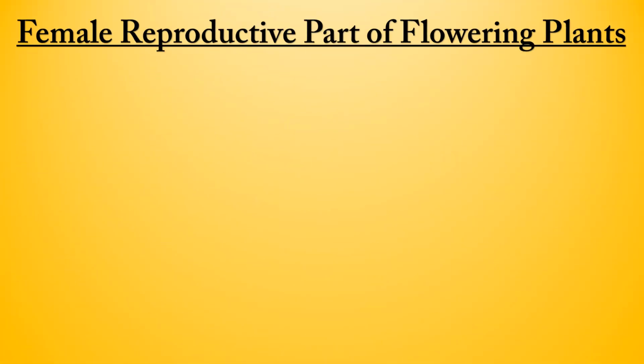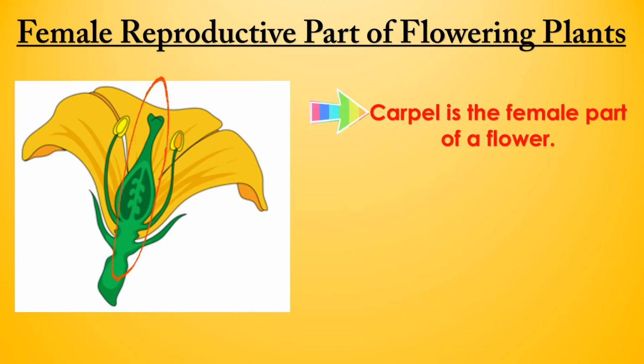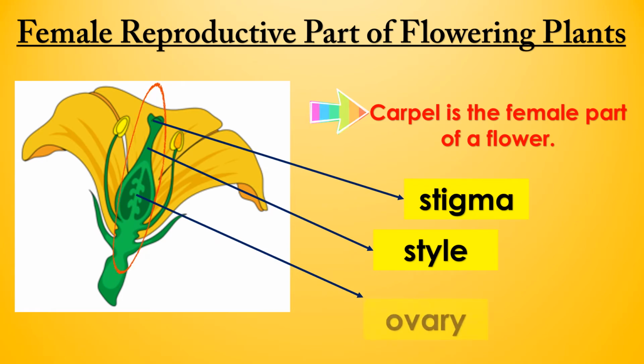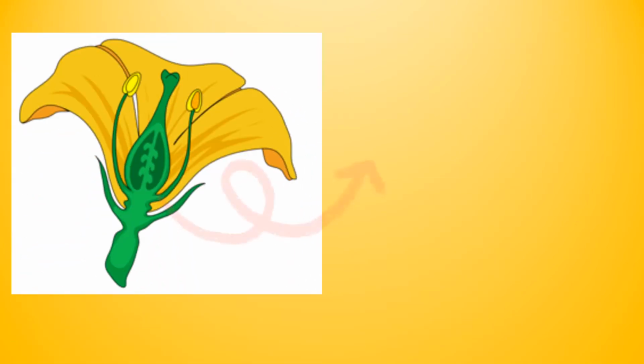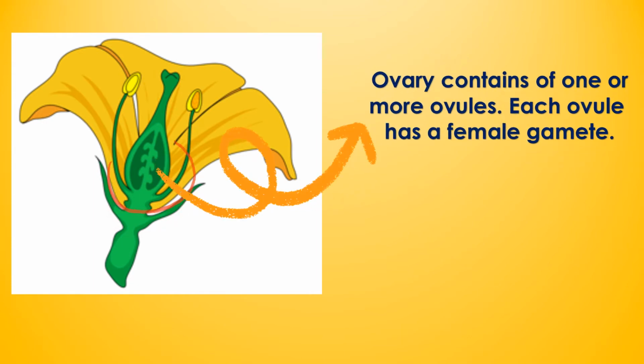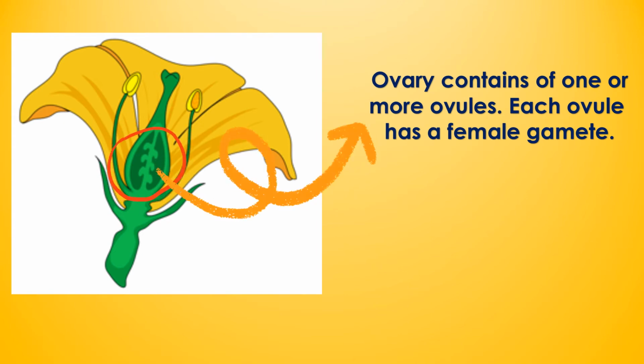Female reproductive part of flowering plants. Carpel is the female part of a flower. That is the stigma, the style, and the ovary. Ovary contains one or more ovules. Each ovule has a female gamete.